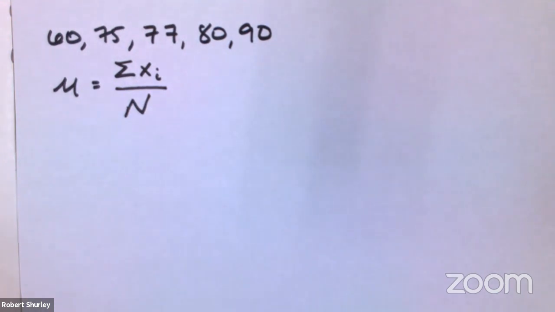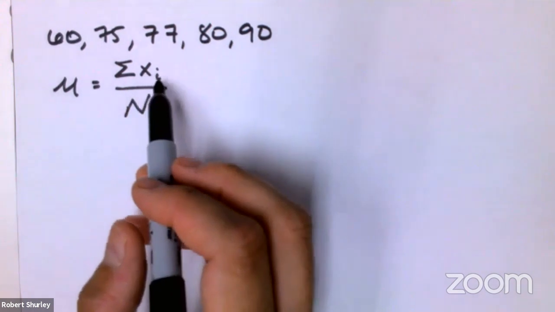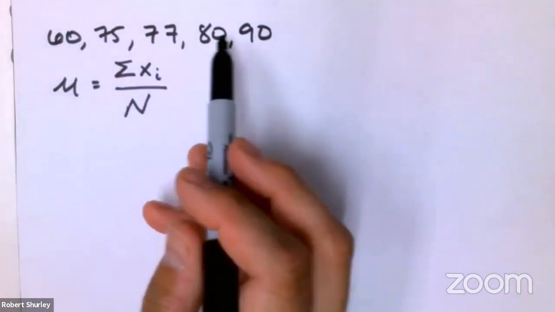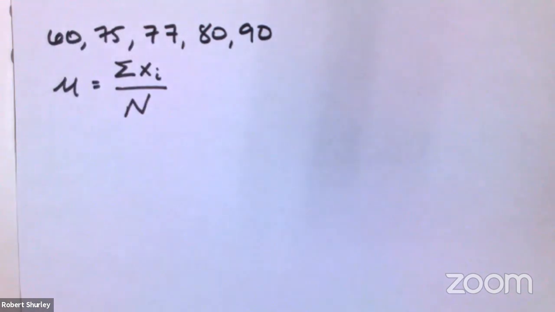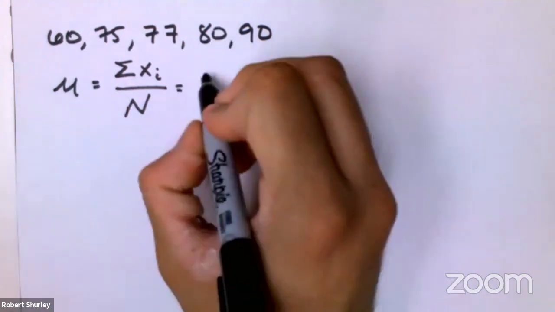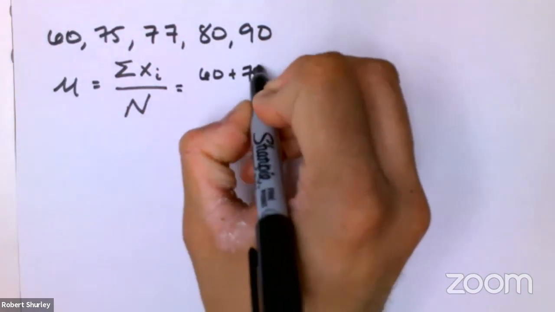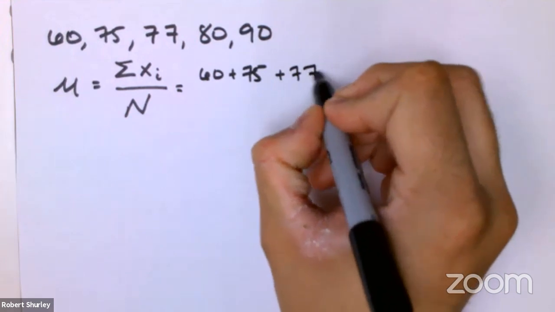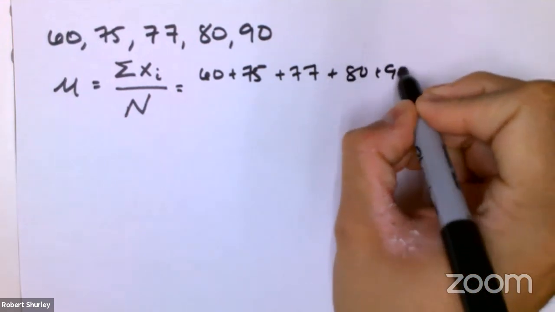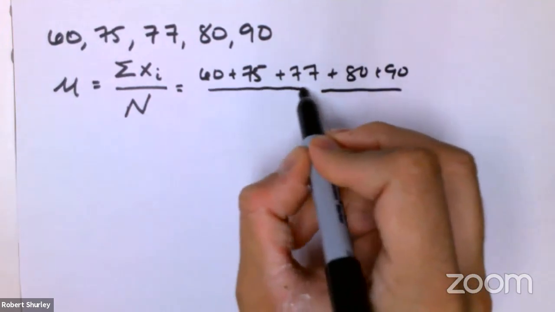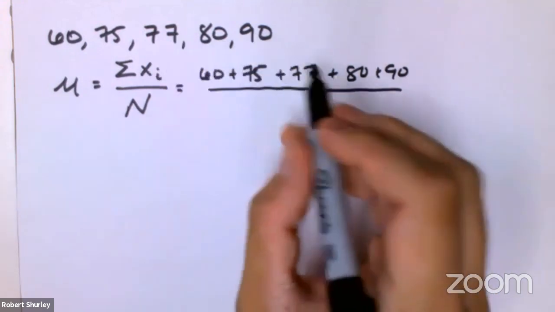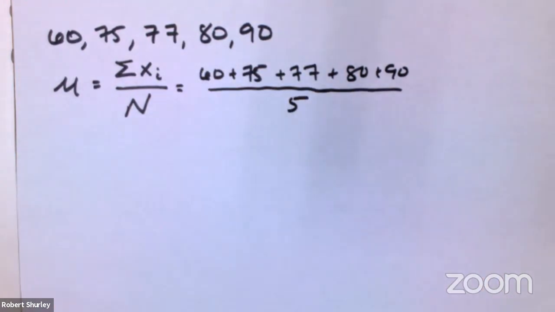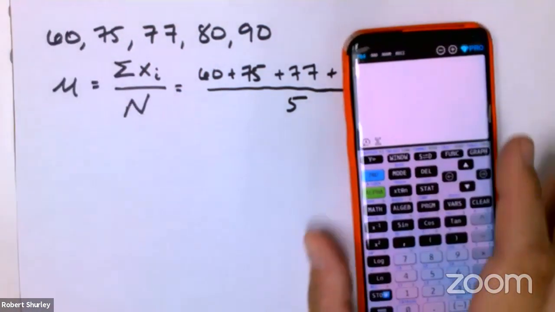And you can see that. I bet it's on the same page. Yeah. I use x sub i because that notates x1, x2, x3, x4, x5. So we can add all these up: 60 plus 75 plus 77 plus 80 plus 90. And then we just divide them by 1, 2, 3, 4, 5. Not a big deal. Now I'm going to show you how to do this on the calculator.